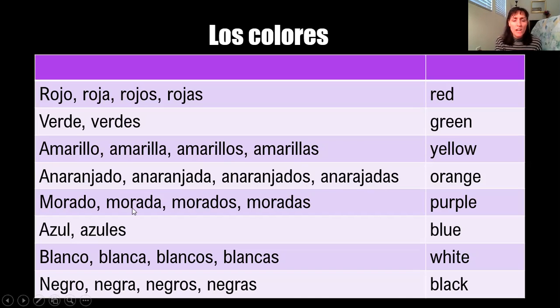Purple, morado, morada, morados, moradas. Blue is azul, it ends in a consonant, and it's kind of like verde in the sense that azul can go with masculine or feminine.